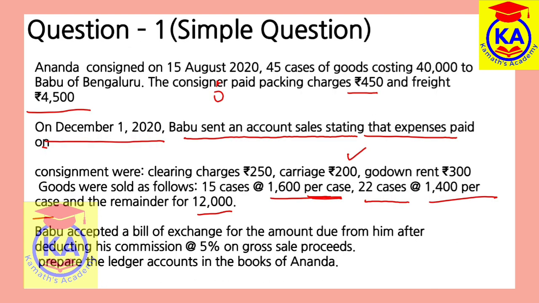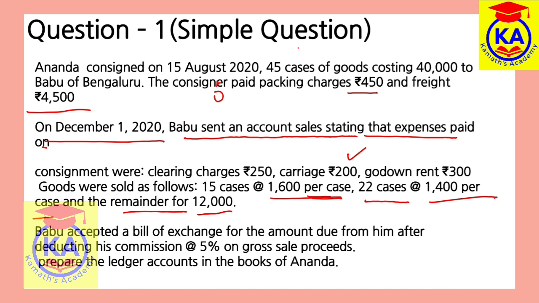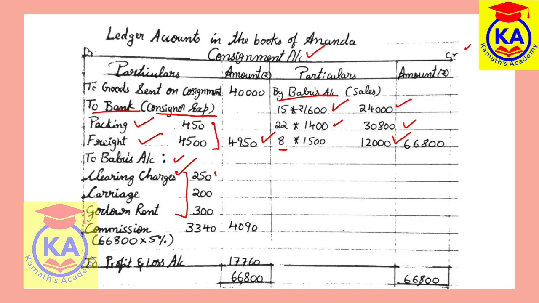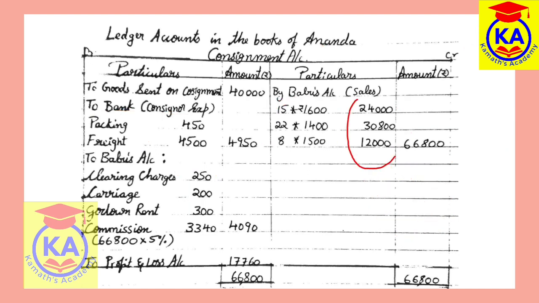Now, the remainder for rupees 12,000. The remaining goods for 12,000. So 45 goods were sent. In these 45 goods, 15 goods were sold, 22 goods were sold. So 45 minus 15 minus 22, remainder is 8. So remaining goods are 8. So for 8 goods it's 12,000, 12,000 by 8. This is not necessary, but just if you write, 12,000 divided by 8 is 1,500. If we add all these three values, you get 66,800.